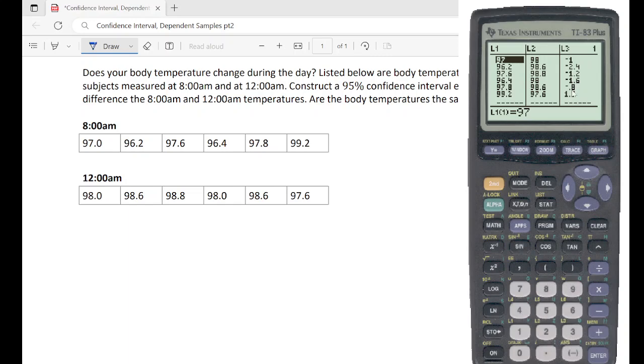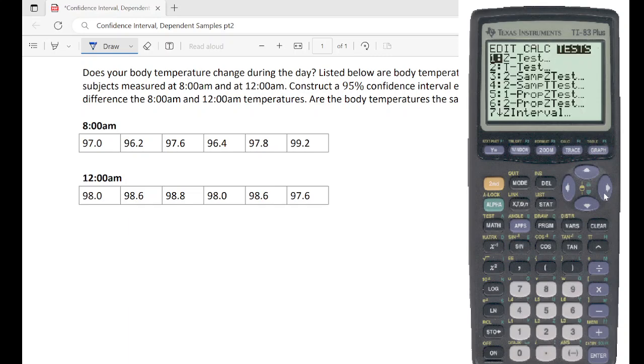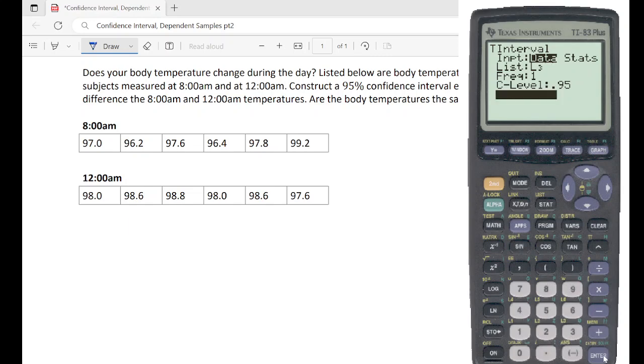Once we have that, we can find our confidence interval, and we want to make sure we are 95% confident as it's stated in the question. So we're going to go to Stat, Tests, and down to T interval. We're going to use data since we have no statistics, just raw numbers. List is L3 because we want the difference, frequency 1, and confidence level, our C level, 95% as stated in the question. Then we go down to calculate and press enter.